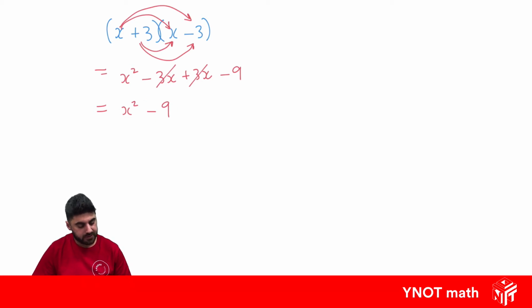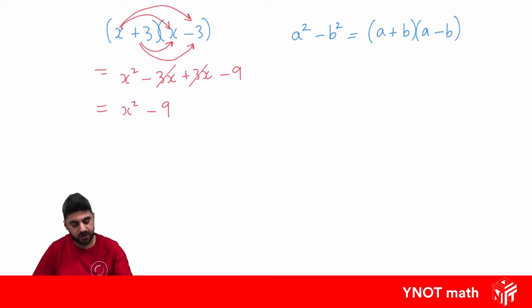So we can generalize this by saying that if we have something squared minus something else squared, we can factorize it being the square root of the first thing plus the square root of the second thing, times the square root of the first thing minus the square root of the second thing. So let's use this to our advantage to factorize things really quickly.